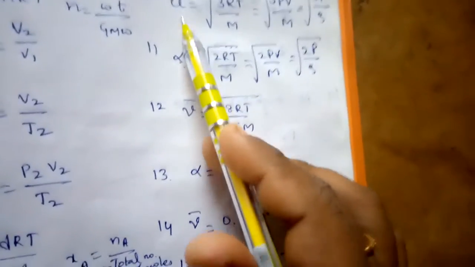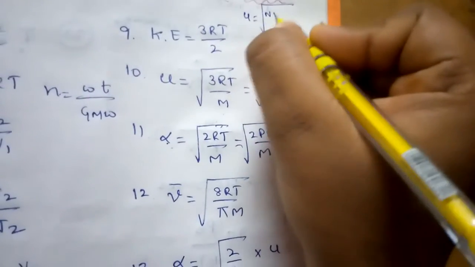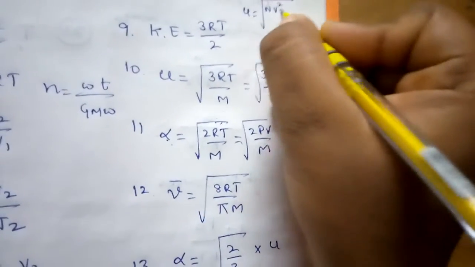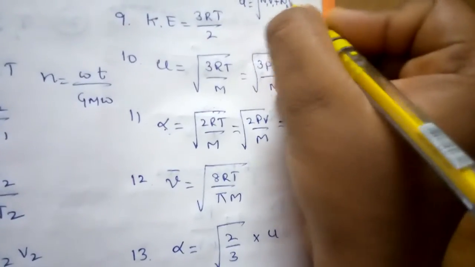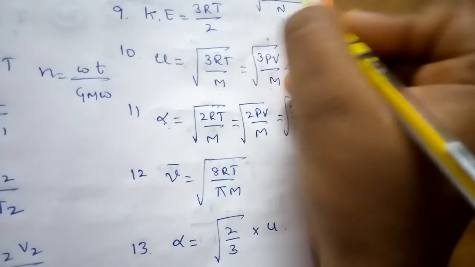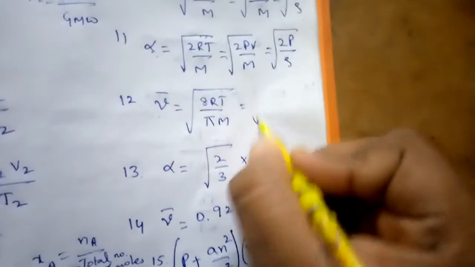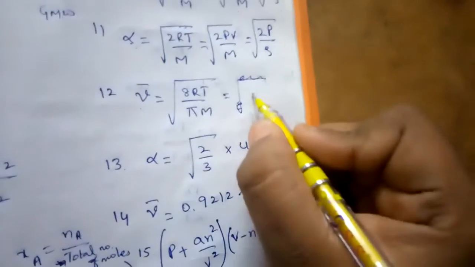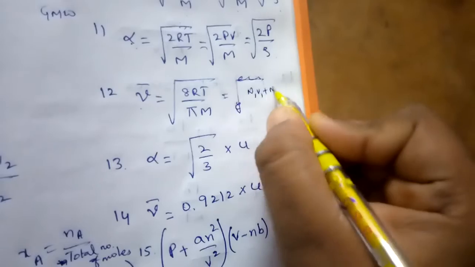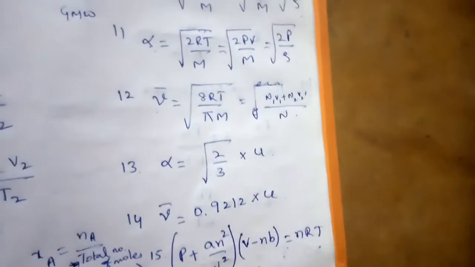Here, root mean square velocity is denoted by one more formula also: u equals square root of n1 v1 square plus n2 v2 square by total n, plus so on. And the average velocity is also given by n1 v1 plus n2 v2 plus so on, by total n.